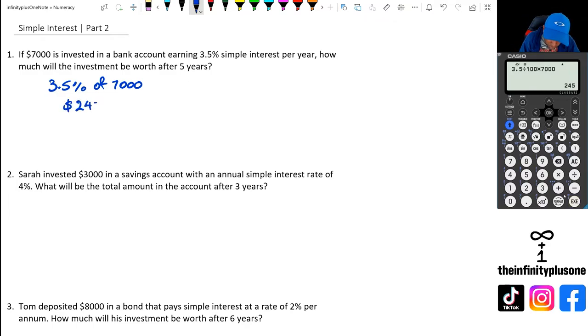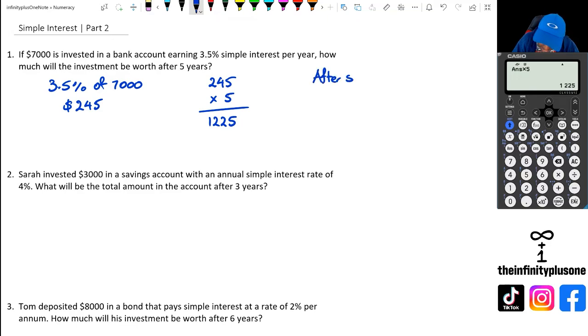That's what 3.5% is. So, of course, it's being invested. We're trying to figure out what's it worth after 5 years. So we're going to go $245. We're going to multiply it by 5. And when we do this, we are going to get $1,225. So the investment after 5 years.